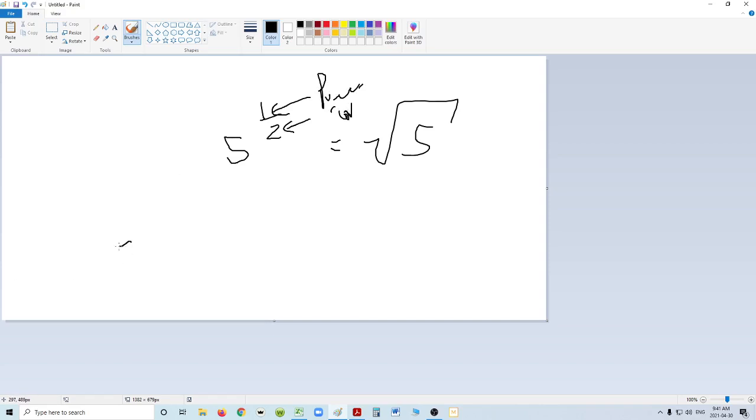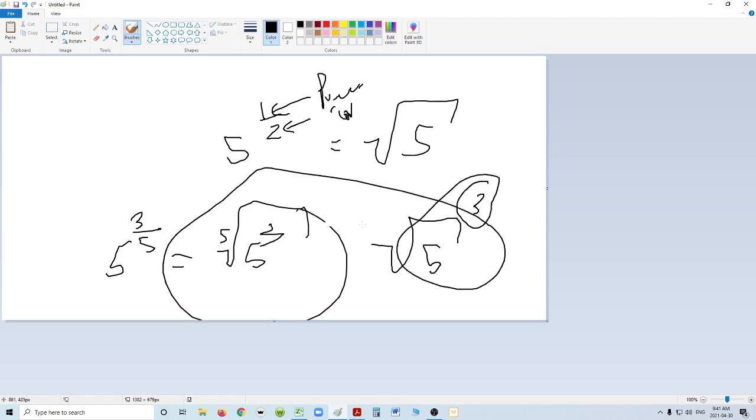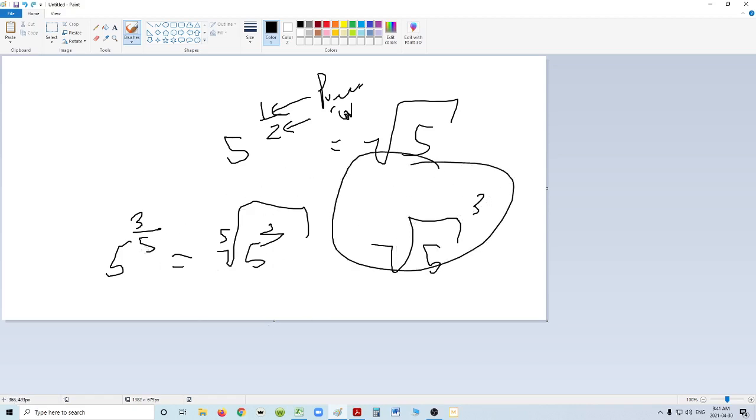So if I had 5 to the 3/5, for instance, that's equal to 5 cubed, the power, all to the 5 root. And you can do it in either order you want. You can do 5 root first, then cubed. And this is important to remember for solving certain situations. But that's the power.